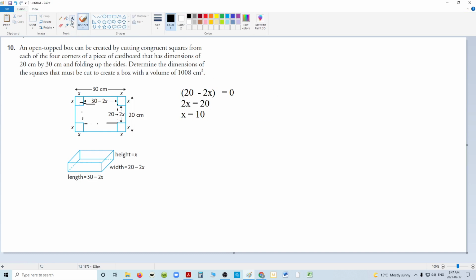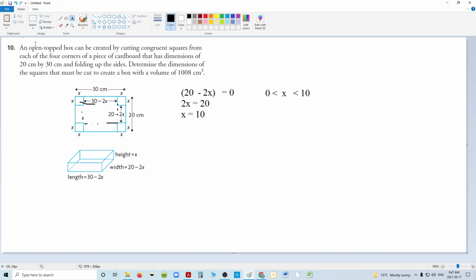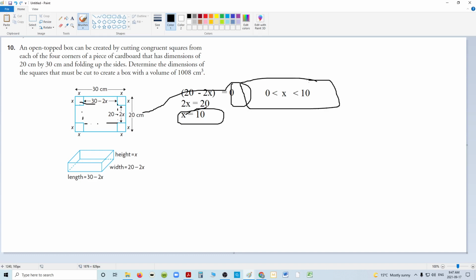X has to be bigger than 0 and smaller than 10. Because if it's 10 or bigger, this becomes 0. If it's 0 or smaller, this becomes 0. And you can't have a 0 dimension on your shortest side. And we use the shortest side to determine the max value of x. So we know that x must fall between 0 and 10, and that's an important distinction.